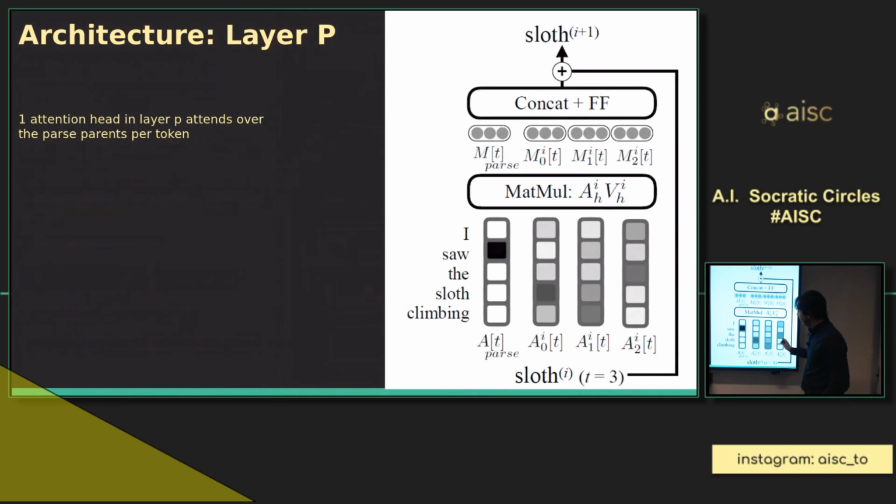So let's say these are the outputs of the attention heads. You have your attention head parse attending over "saw", right? As the output of the parse. The rest, so we want our model to pay attention correctly to "saw" and force that into the representation.